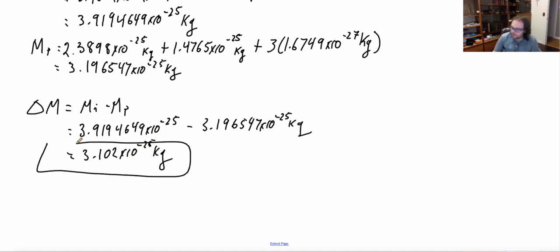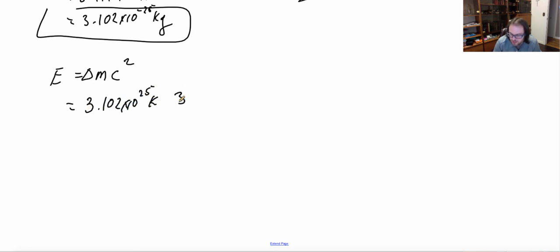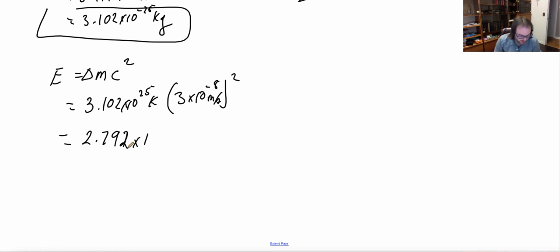So now that I have my mass defect, I can end up finding my energy by using: energy is equal to mass, my change in mass or my mass defect, times the speed of light squared. So my mass defect was 3.102 times 10 to the negative 25 kilograms, and we're going to multiply that by the speed of light squared, which will end up giving me 2.791 joules.